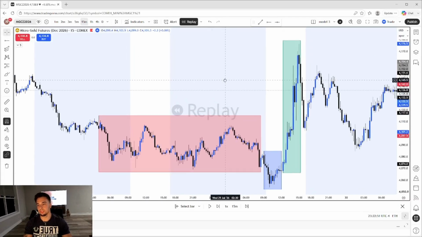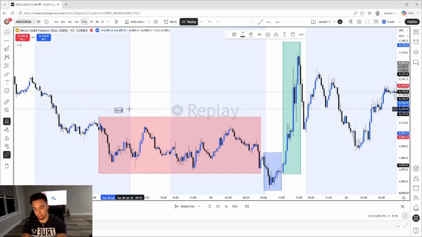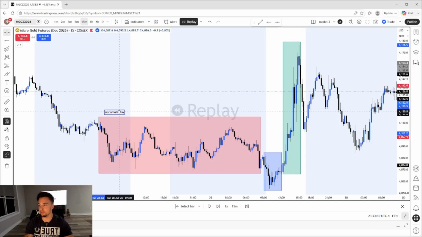Okay, so this is live data on MGC or micro gold futures, all right? So what's the first phase that we see? First phase is gonna be right here, accumulation, right? This will be your accumulation zone, right?